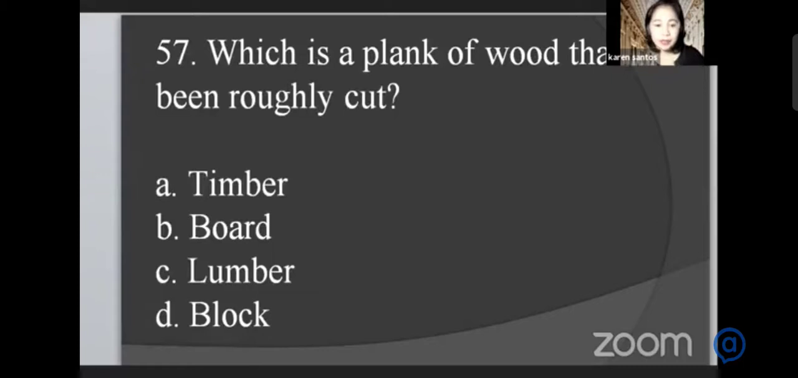And in number 57, which is a plank of wood that has been roughly cut? Which is a plank of wood that has been roughly cut? A, timber, B, board, C, lumber, D, block. So what is the correct answer?